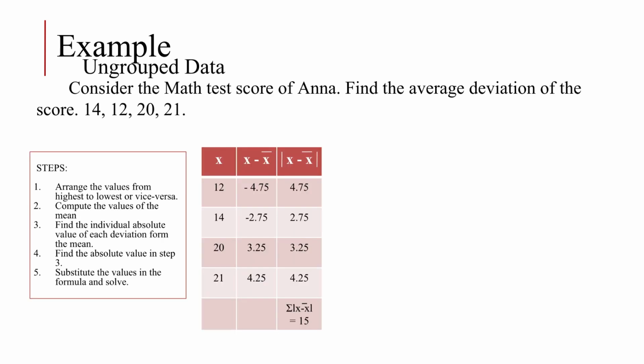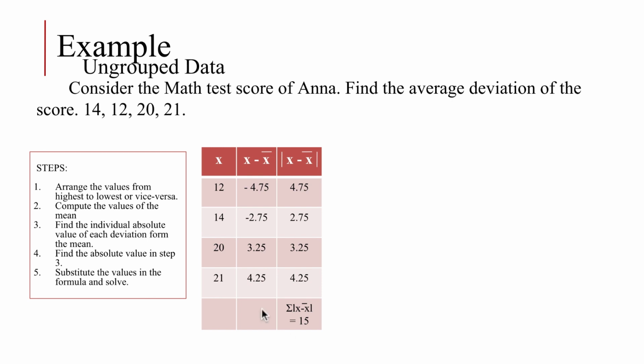Let's have an example. Let's start with the ungrouped data. Consider the math test scores of Anna. Find the average deviation of the scores 14, 12, 20, 21. In this case, the first step is to arrange the values from highest to lowest or vice versa. Then compute the mean. Next is to find the individual absolute value of each deviation from the mean. Step 4 is to take the absolute values from step 3, substitute them in the formula, and solve.